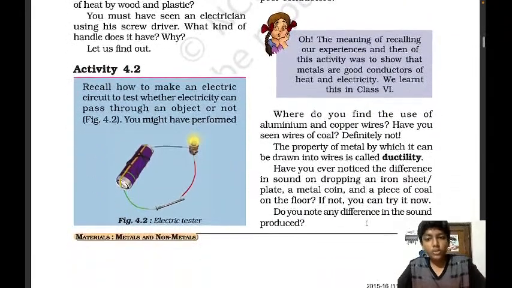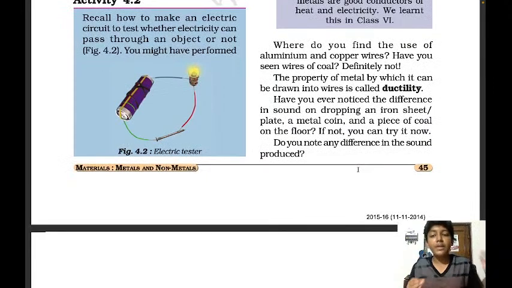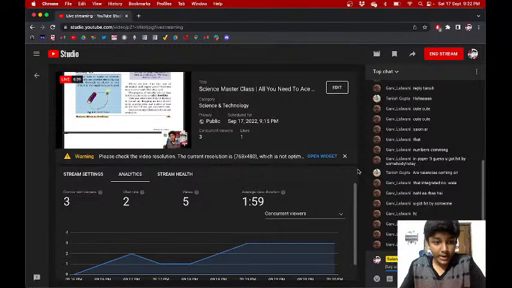So, where do you find the use of aluminium and copper wires? Have you seen wires of coal? Definitely not, because coal is a non-metal, and copper and aluminium are metals, and they can be drawn into wires, and those wires can conduct electricity. The property of metal by which it can be drawn into wires is called ductility. You cannot draw coal into wires, but you can draw aluminium or copper into wires. That is called ductility, right?